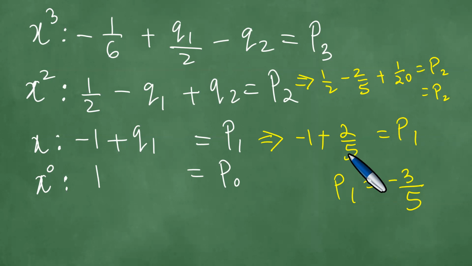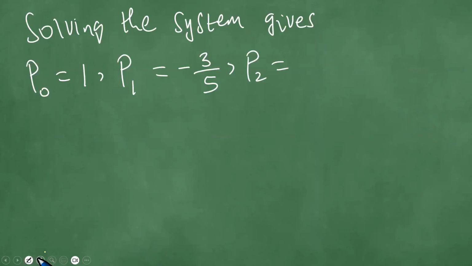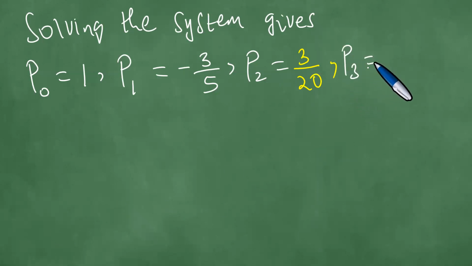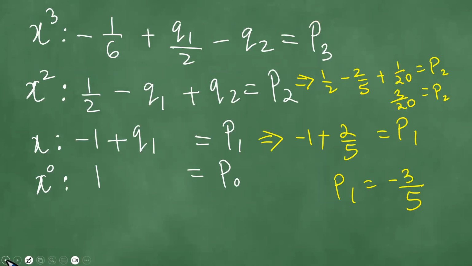It is 3/20. P2 is 3/20. This is the correct answer. P2 is 3/20. That's P2. Then now we're going to focus on P3. Right, so P3 is going to become what?